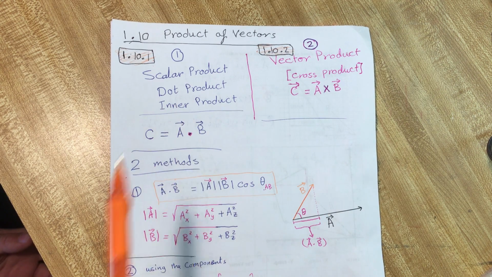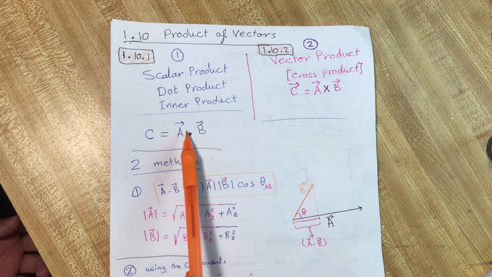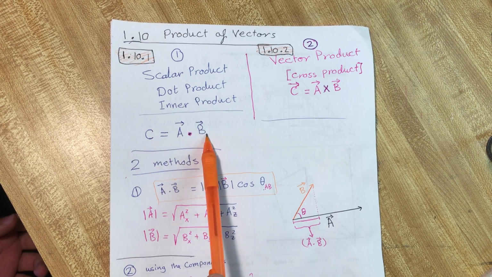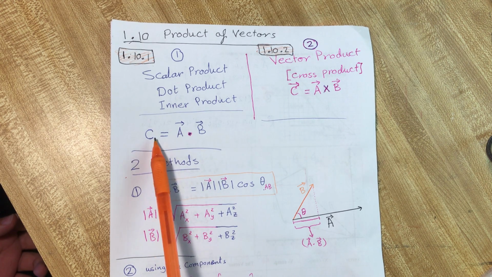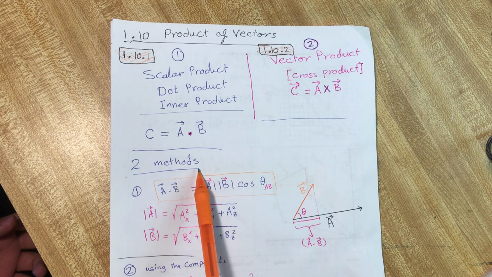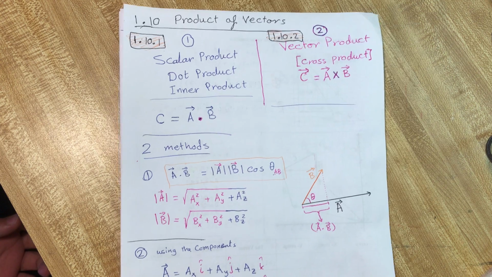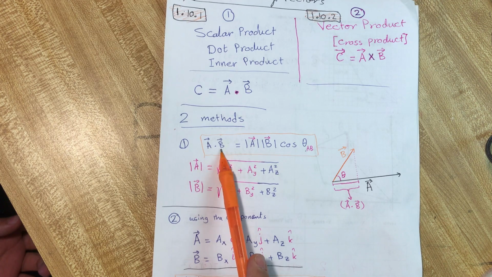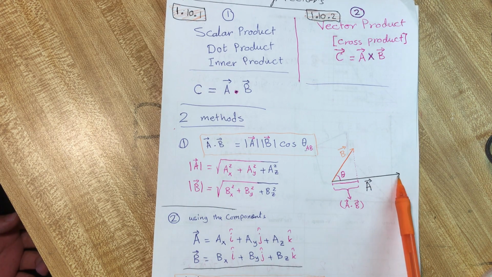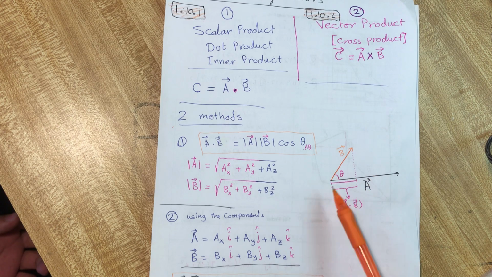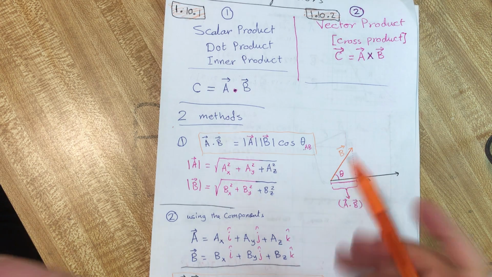Now we will talk about scalar products. The scalar product A dot B, or dot product A dot B, is a scalar. It is just a number, which is C. It is not a vector. We have two methods to find the dot or the scalar product. The first one: if we need to find A dot B, we have the vector A, and we know its length. We have the vector B, and we also know its length. We have the theta between A and B.